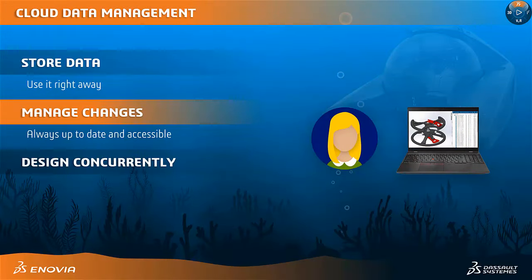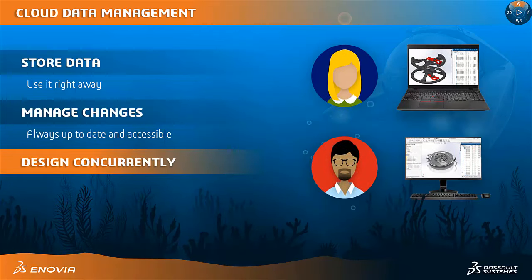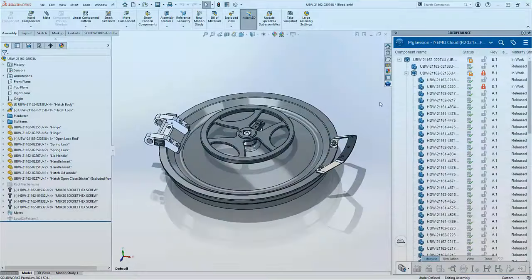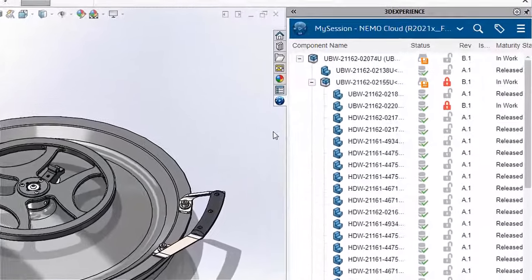Easy-to-use data management and lifecycle functions are built in to help you control revisions and user access rights. And you can be sure your design data is always up to date and accessible. In order to meet their tight deadline, the Nemo submarine team often needs to work on the same design files at the same time. Eric is working on a new revision of the master hatch assembly.